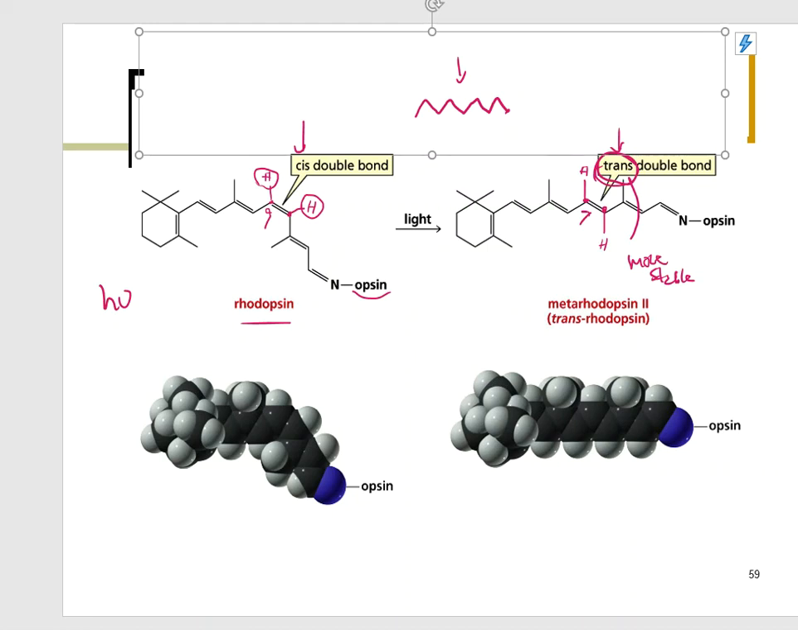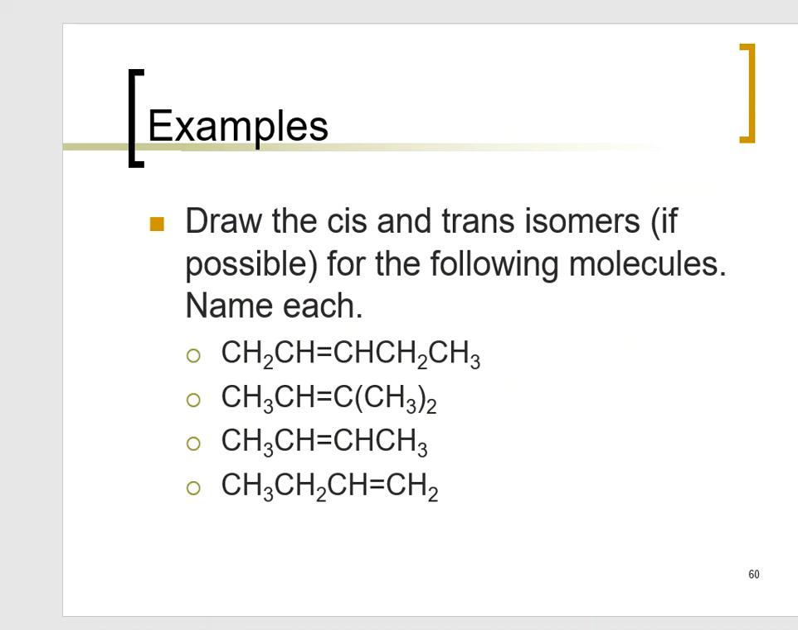All right, so here's where I'm going to stop. And in the next video, we are going to do this example. So it says, draw the cis and trans isomers, if they're possible, for each of the following, and then name them. So I'm going to have to take these groups, draw the structures, all the possibilities if they exist, and then I'm going to have to name them, each one. So this is what we're going to do in the next video.